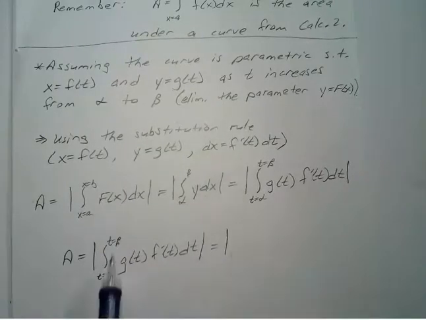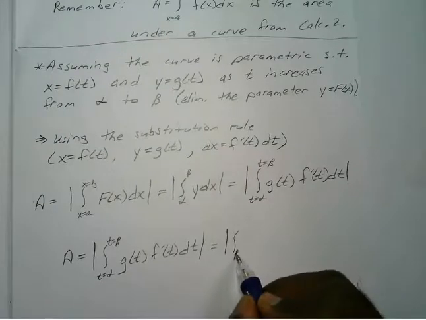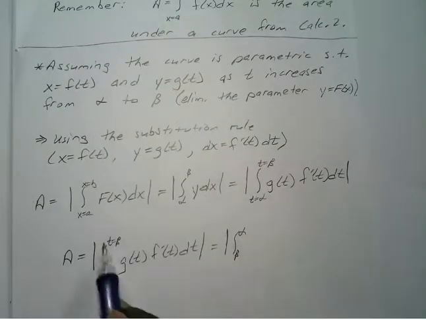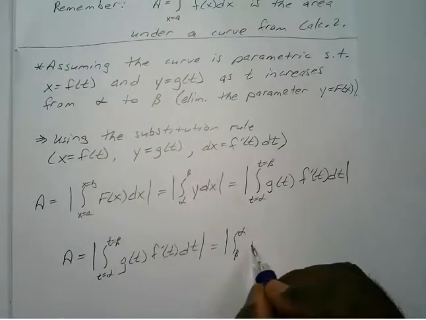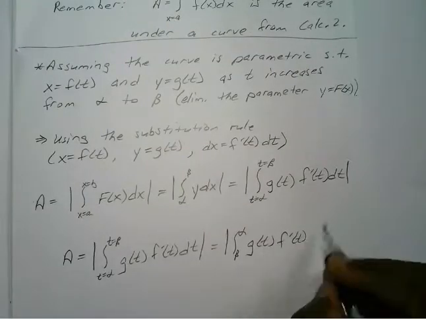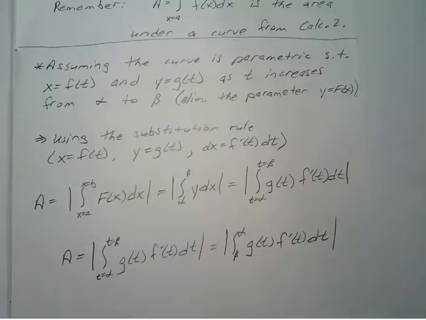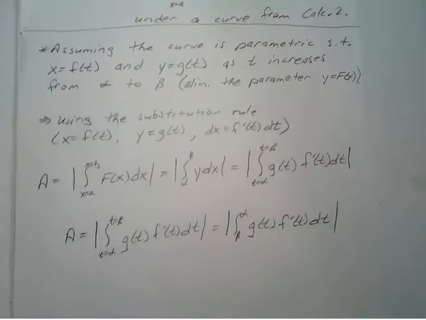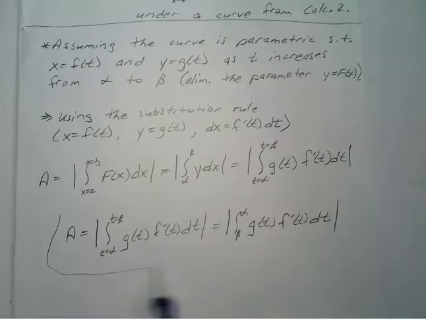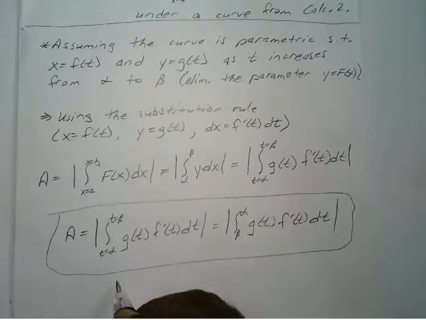which is the same if you flipped it, from beta to alpha, of g of t f prime of t dt. So this is the area with respect to x.